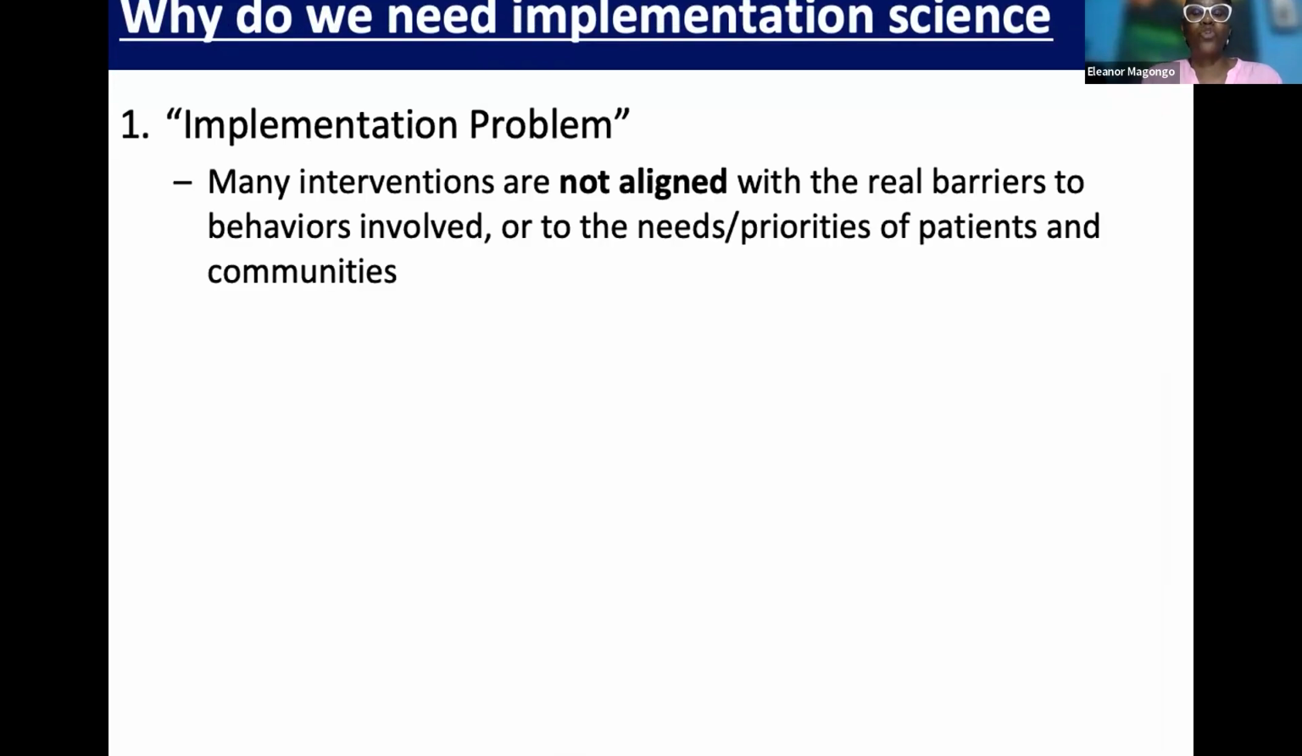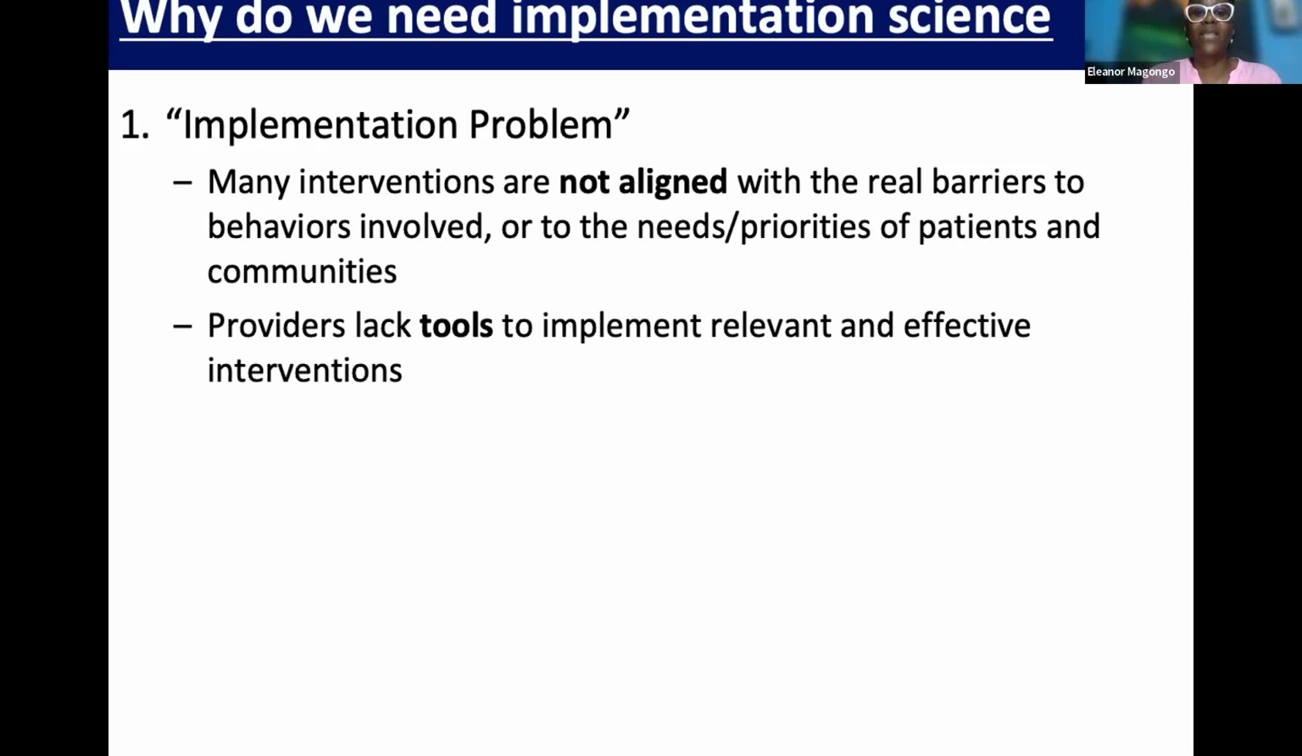So how do we still need implementation science? For you to do implementation science, you should be able to know what the problem is. And many times our interventions are not aligned with the real barriers to the behaviors involved or to the needs and priorities of our patients and communities. So in implementation science, as you saw, one of the key things is stakeholder engagement. You go beyond what your data is showing you to try and interrogate further to understand what the real barriers are before you intervene. And sometimes providers lack tools to implement relevant and effective interventions.